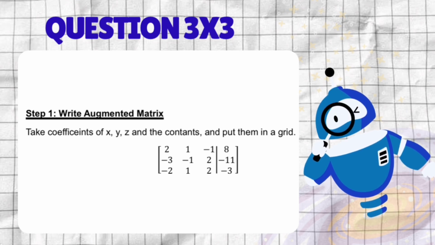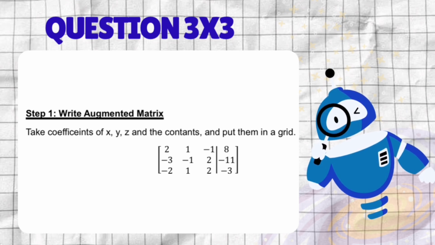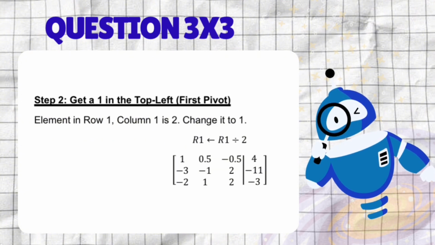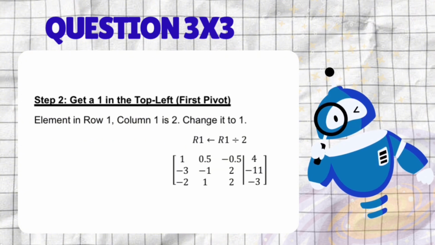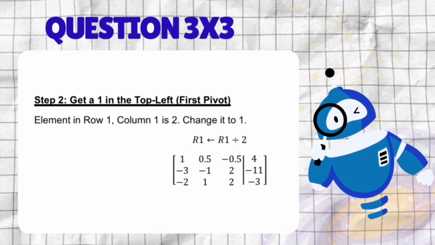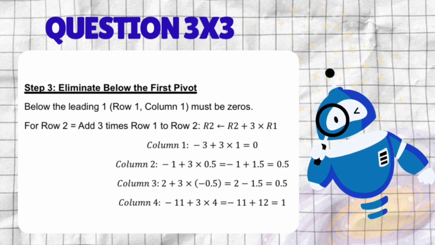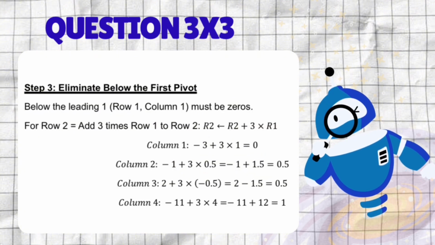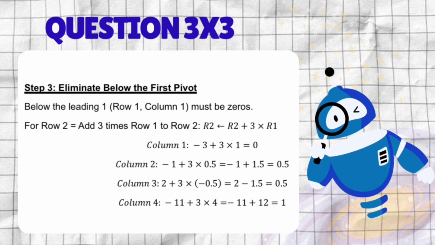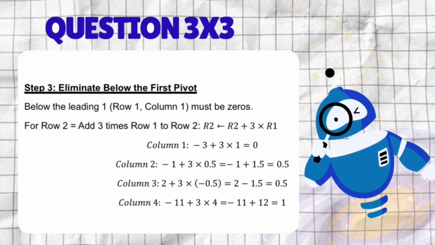And then our first pivot is the top left entry. It's currently 2, so I divide the entire first row by 2 to make that pivot equal to 1. This makes elimination cleaner in the next step. Now we want zeros underneath the pivot in column 1. For row 2, I add 3 times row 1 to row 2. That cancels the -3 and creates a 0 in column 1.